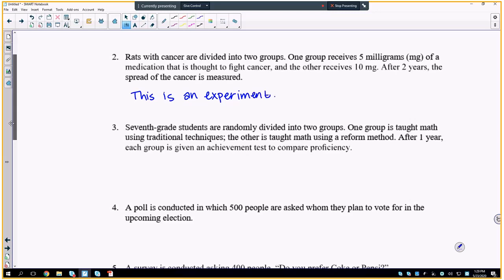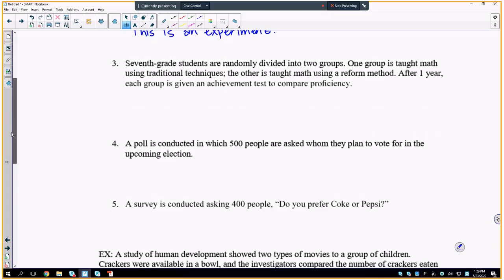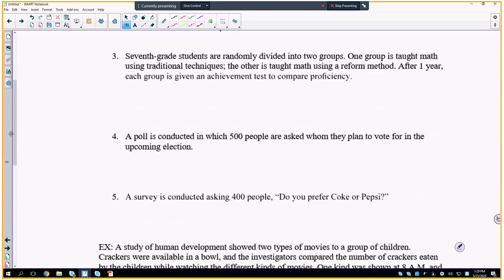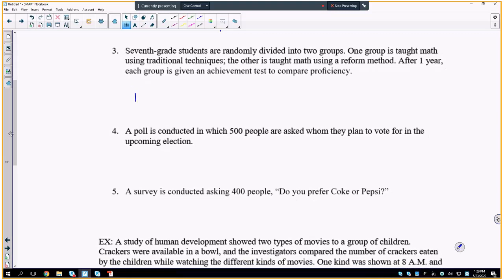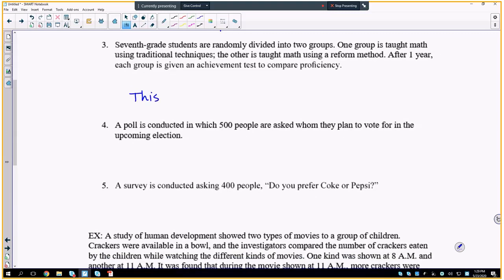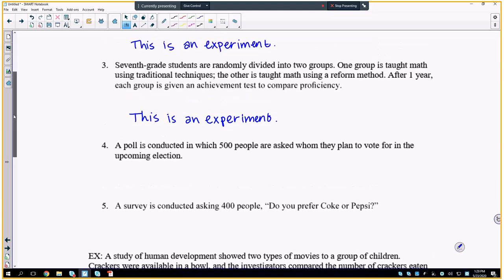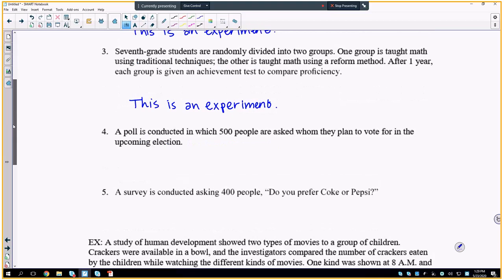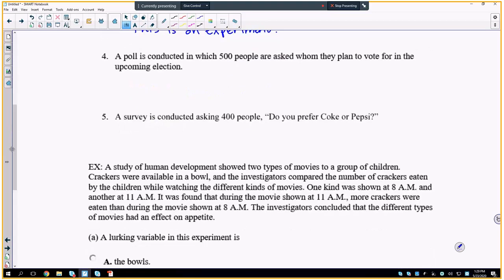So it's an experiment. 7th grade students are randomly divided into 2 groups. One group is taught math using traditional techniques. The other is taught math using a reform method. After 1 year, each group is given an achievement test. This is also an experiment, because again, we have treated the different groups different ways. Some of them were taught math one way, some taught a different way, and we see the outcomes.